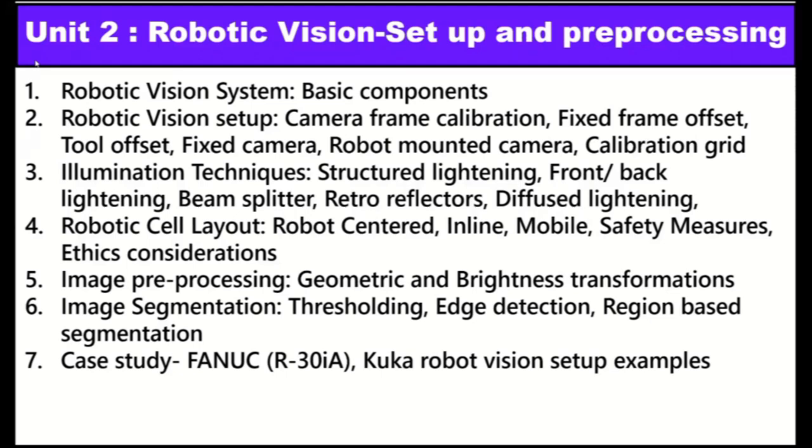In this unit we'll talk about the basic components of vision and how to set up the camera. There are different parts over there, like the different types of offsets and the different parameters when we acquire the view, what the distance effect is, what the lens effect is. So various effects are there. Then we'll talk about illumination and cell layouts.